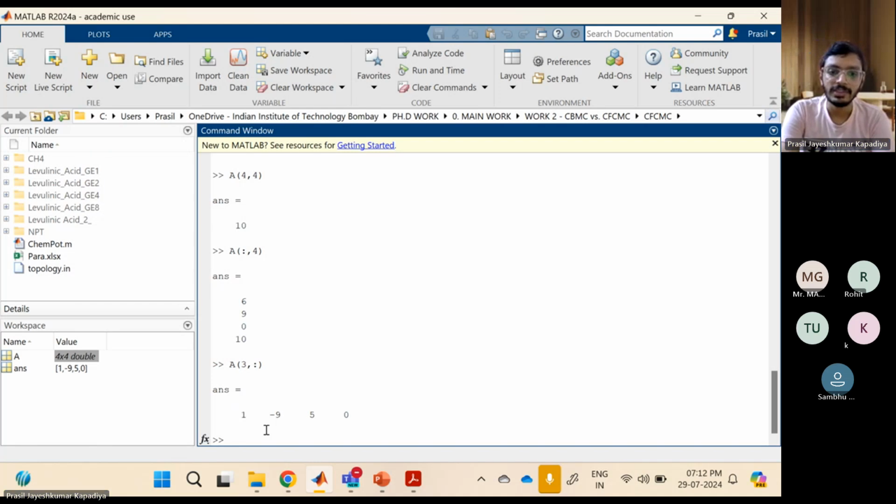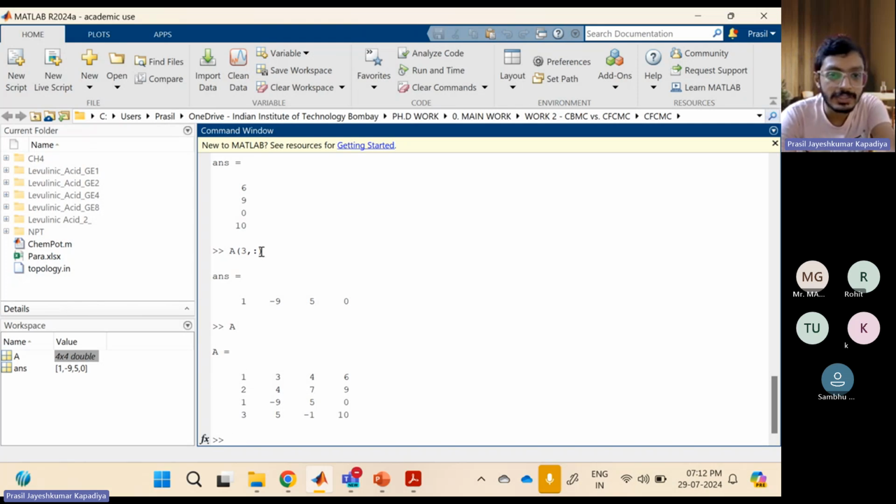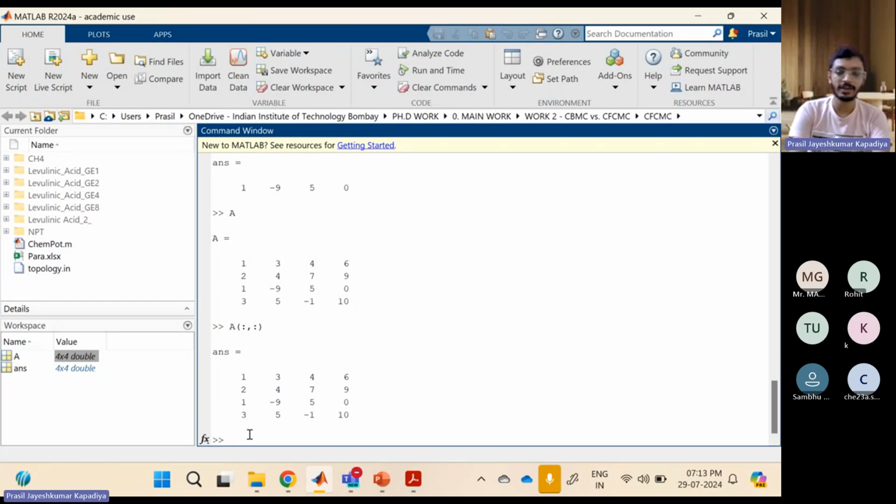Okay. Let's say I want to print my whole matrix. I can directly print it here, but let's say I want to print the whole matrix using this notation. How can I print it? All rows and all columns. Yes, very good. This is my whole matrix.